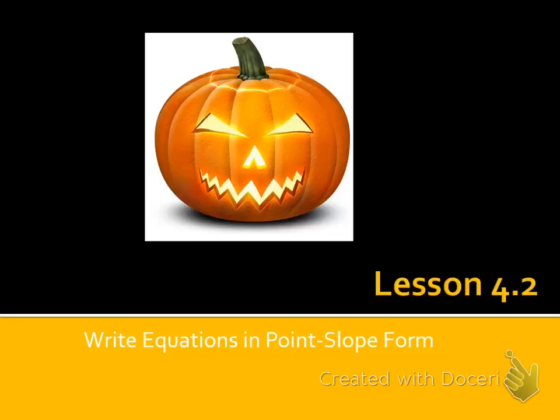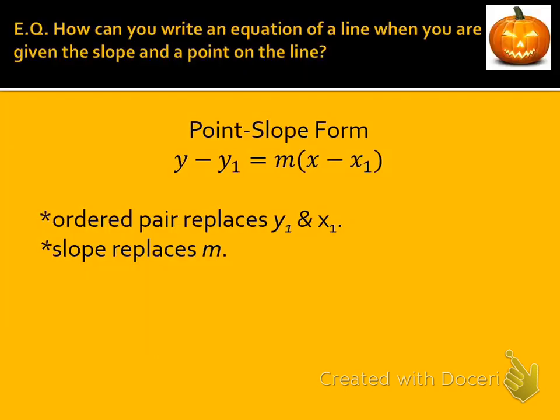We're going to do lesson 4.2. We're going to write equations in the point slope form. All right, so the first thing I want you to do is take that highlighter and highlight point slope form. And then I want you to highlight the form: y minus y sub 1 equals m times x minus x sub 1.